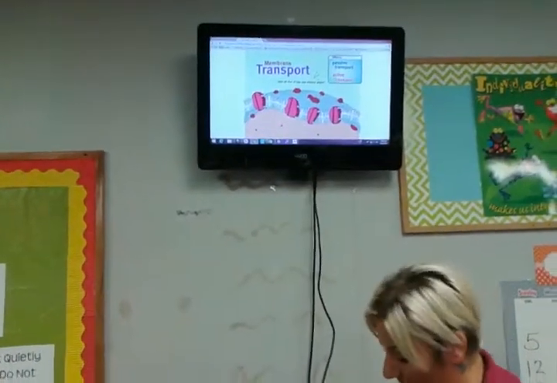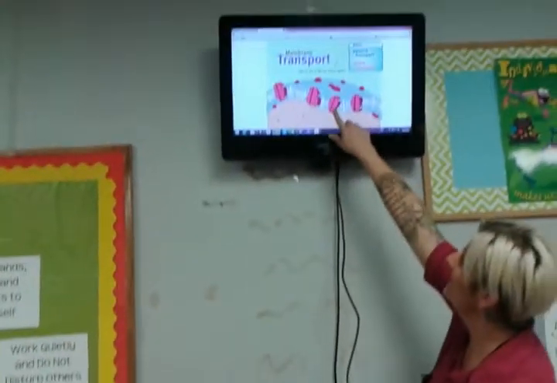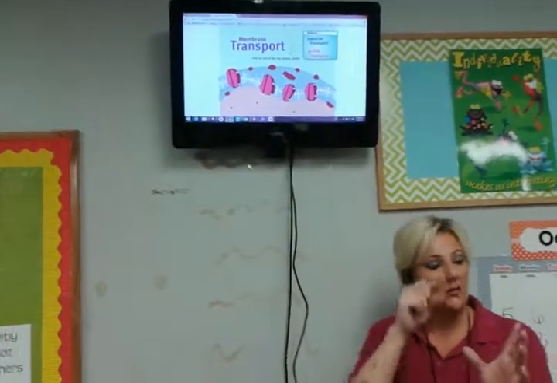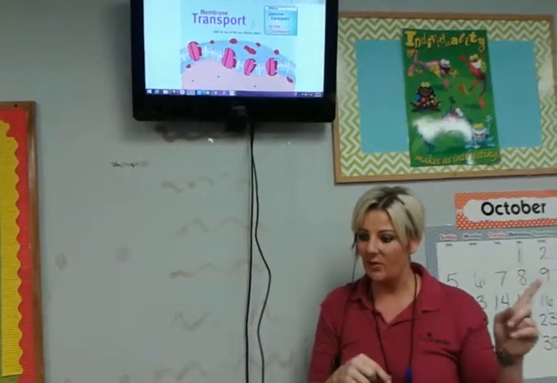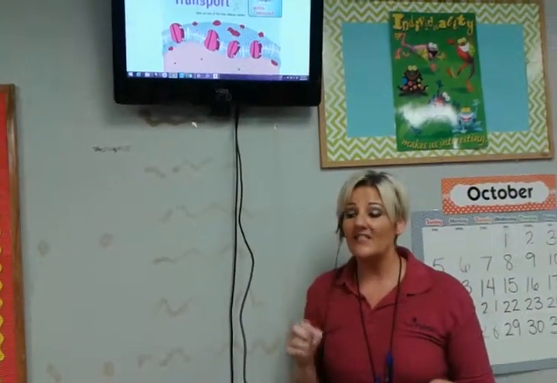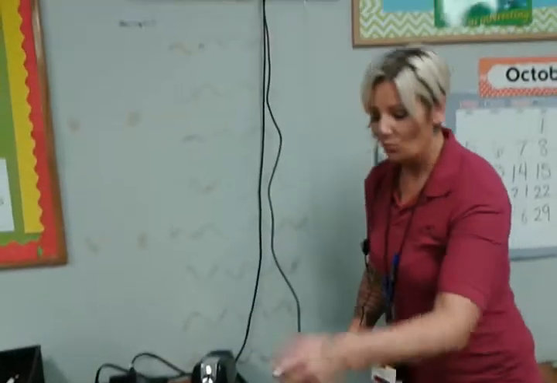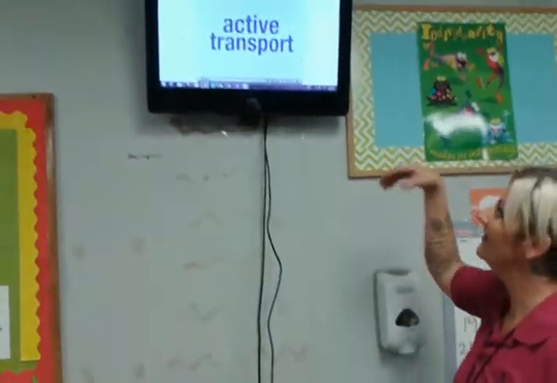Okay, so let's go ahead and take a look. These red things are those channels that you put on your models that I was just holding. What those assist in is the sodium-potassium pump, and also other receptor transports. We'll look at it in just a second. So, active transport.